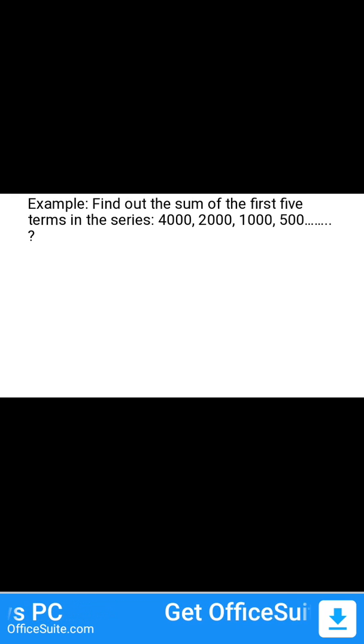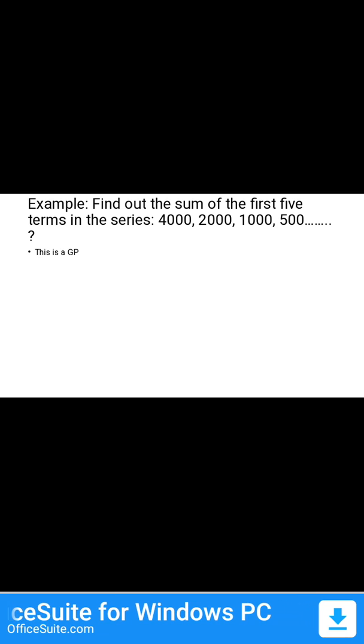Now let us try and find out the sum of the first 5 terms in this particular series: 4000, 2000, 1000. So what are we going to do first? First of all, we need to ascertain whether this is a GP or not. Yes, indeed it is a GP. Why? 2000 divided by 4000, 1 by 2.